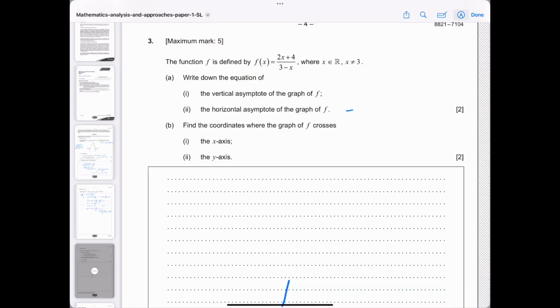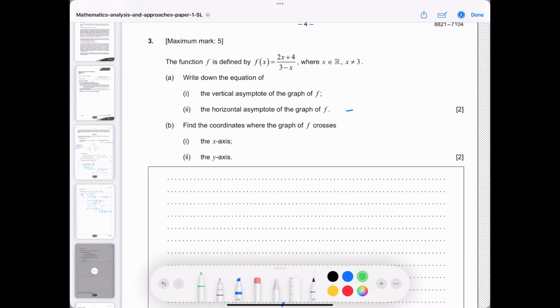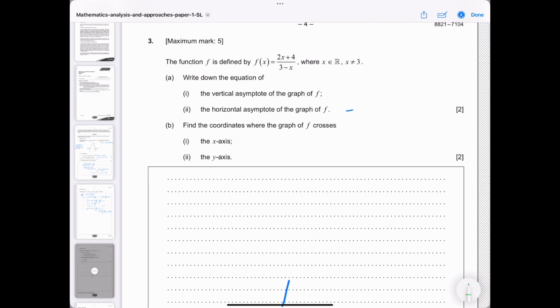This paper, and we are on question 3, and the function is defined by f of x as 2x plus 4 over 3 minus x. So write down the equation of the vertical asymptote of the graph of f.